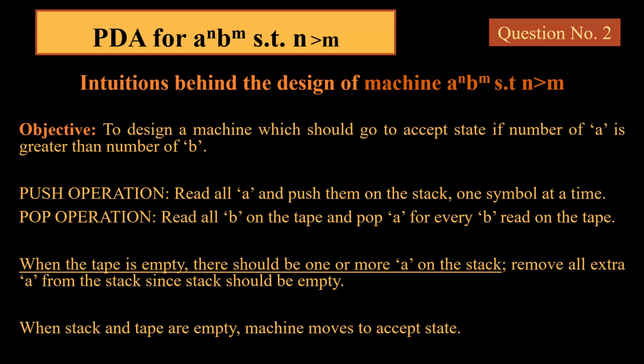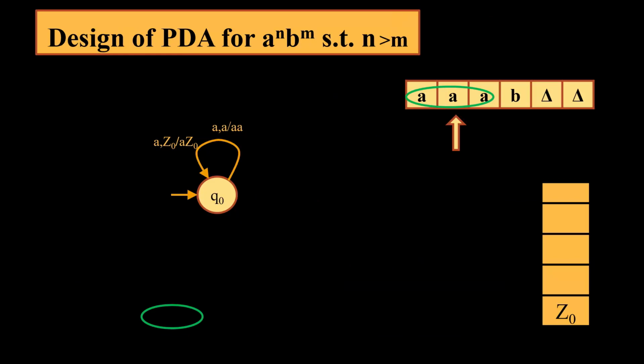So a push operation will be performed for all a which are read on the stack, and a pop operation will be performed corresponding to all b on the tape. Corresponding to every a which is read, we will push it onto the stack.